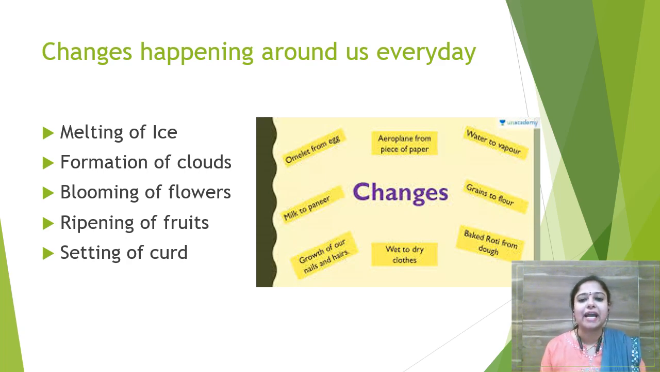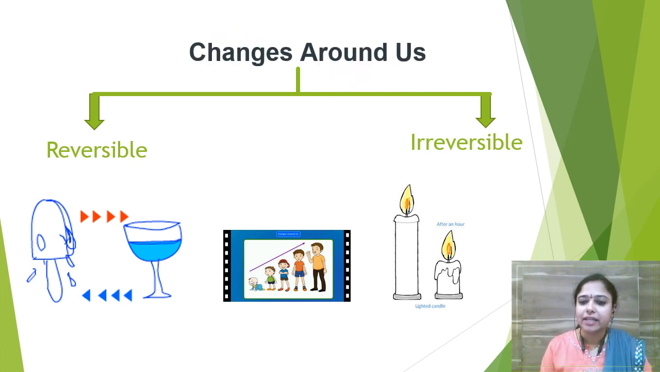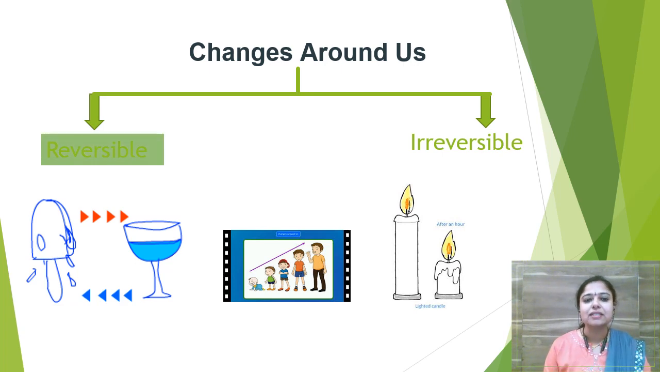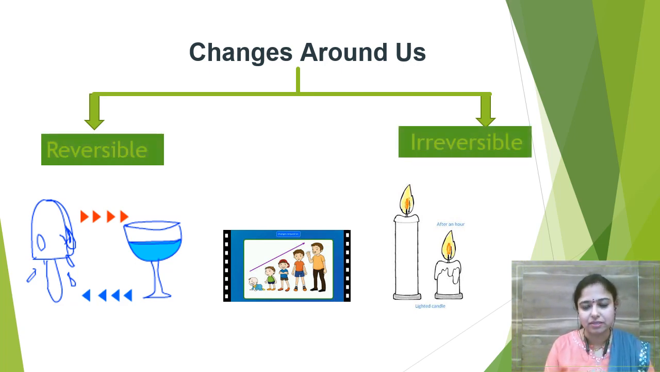So, can we actually classify these changes into groups? So, let us see. Changes around us can be classified into two groups, that is, reversible and irreversible changes. So, how do we classify these changes? That we will see through the following examples.